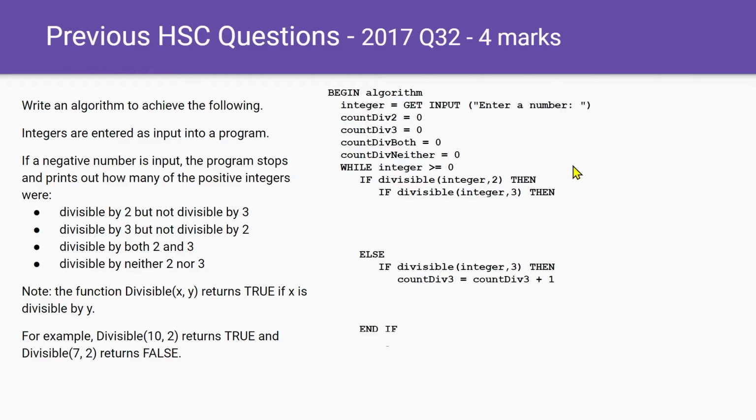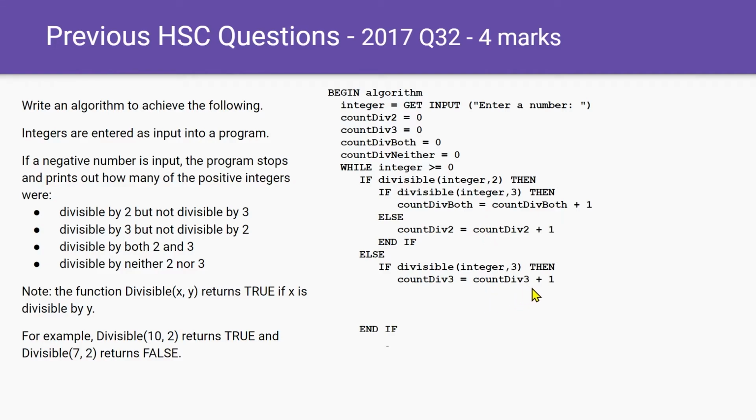Now we need to check for divisible by both. So this is why I have this divisible by 3 if statement here. If it is divisible by 2 and divisible by 3, I'll then have count div both, and we'll add 1 to that count. If it's not divisible by 3, then we would add that 1 to the count for divisible by 2, and then we'll end that if statement.